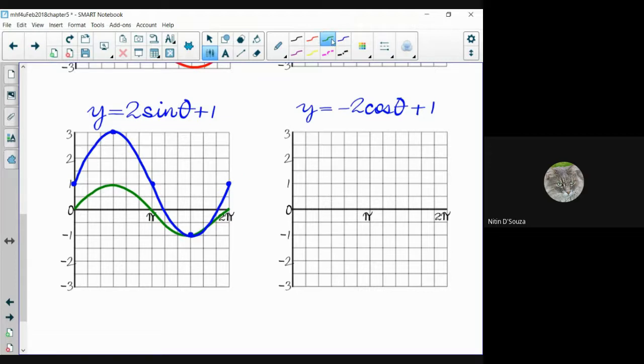Cosine graph. So same thing, take your key y values, multiply them by minus 1, and then add 1. Sorry, let me say that again. I made a mistake. Take your y values, multiply them by minus 2, and then add 1. So minus 2 times 1 is minus 2. Minus 2 plus 1 is minus 1.